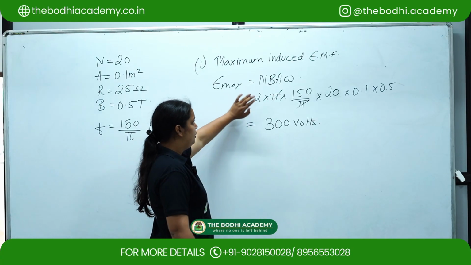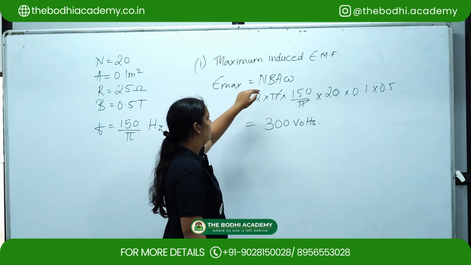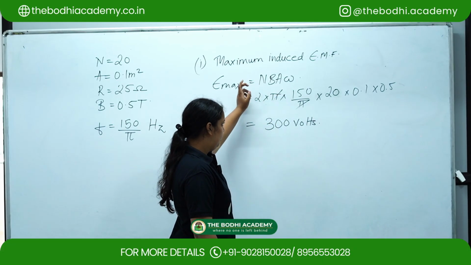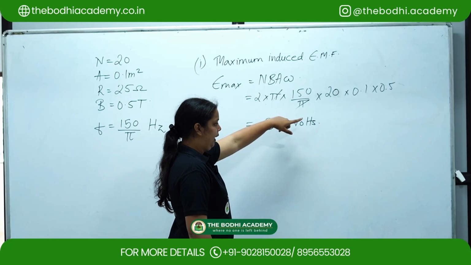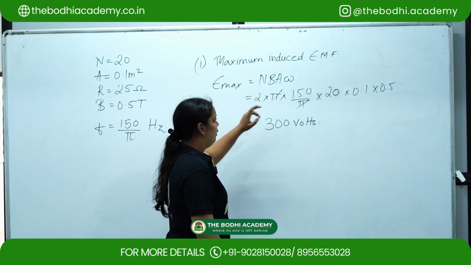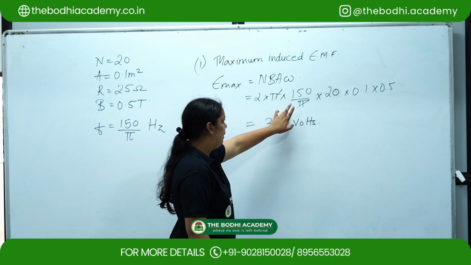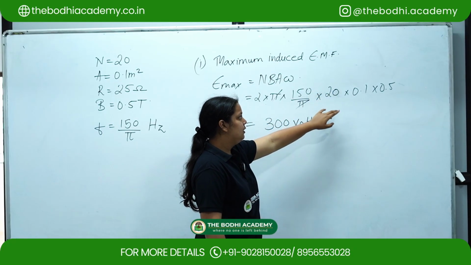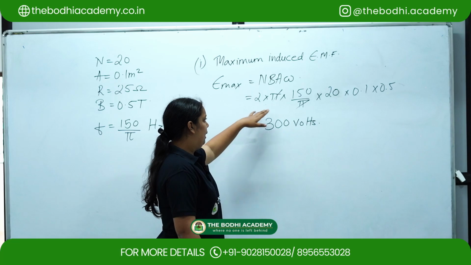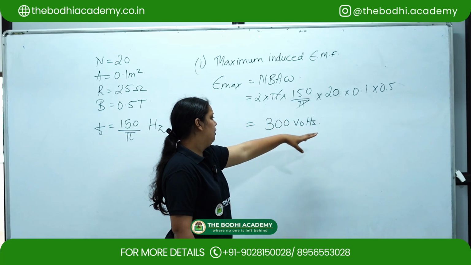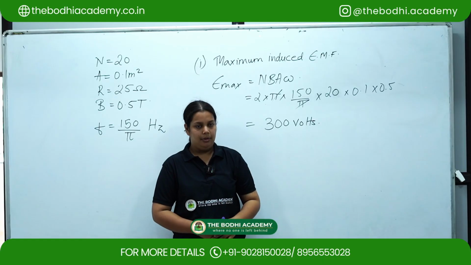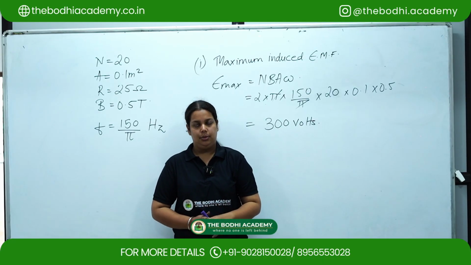So the maximum induced EMF will be Emax equal to the same formula, NBA omega. We don't know what omega is, so we'll take it as 2 pi f. So substituting the value of f from here, 150 by pi, N is 20, B is 0.5 and A is 0.1. Pi will get cancelled and calculating all this we get the value as 300 volts. Average induced EMF produced in the coil is 0.